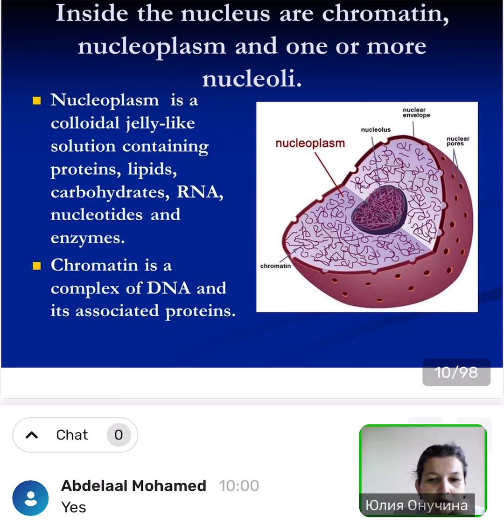Inside the nucleus, we can see structures that are homogeneous. There is chromatin, a complex of DNA and proteins, and nucleoplasm, like cytoplasm. This is a jelly-like solution that contains proteins, lipids, carbohydrates, RNA, nucleotides, and enzymes.